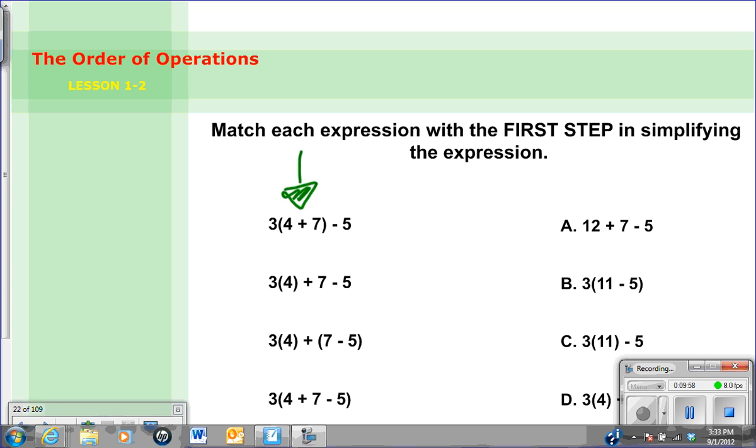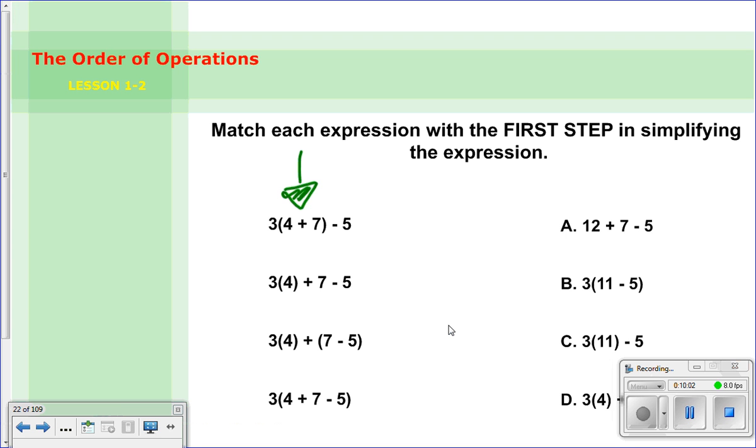All right. So hopefully you had a chance to match these, and we're going to go ahead and see what ones we got right. Well, on this first one, they have those parentheses. That's the first step. So you'd add those together first. 4 plus 7 is 11. So, is there one that looks like that? And yes, there is. That would be C. So here, the answer is C.